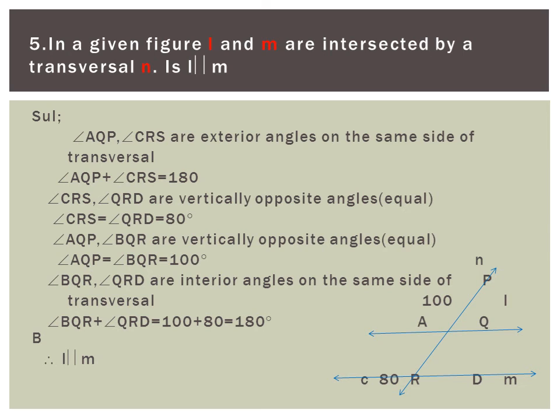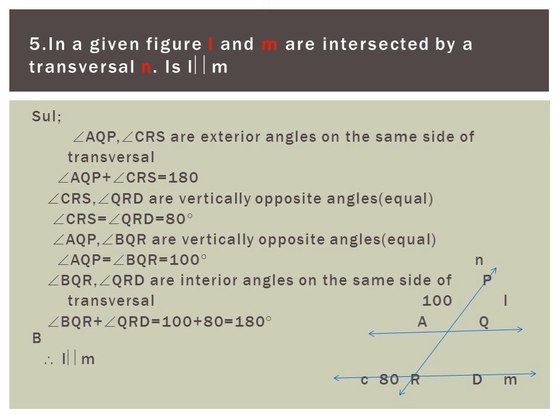So what I am writing on the paper, AQP and CRS are exterior angles on the same side of a transversal. So AQP and CRS sum to 180. CRS and QRD are vertically opposite angles. Both are equal. So CRS and QRD is equal to 80 degrees. So observe the points I mentioned in the figure. Observe the figure and then clearly understand. So AQP and BQR are vertically opposite angles, also equal. Therefore AQP is equal to BQR is equal to 100 degrees.